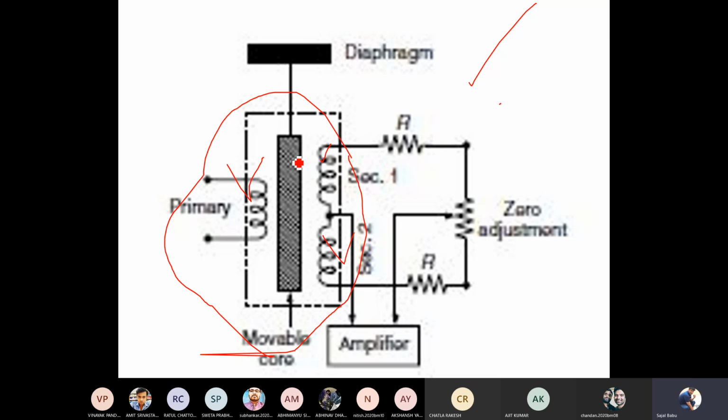You can clearly see that this movable core has been connected to a diaphragm, right? The diaphragm is what is going to be moved. The displacement happens whenever this diaphragm moves. So the diaphragm is going to move my core, and when my core moves, my output voltage will get varied. So how does this happen?